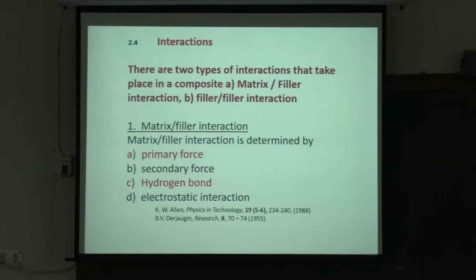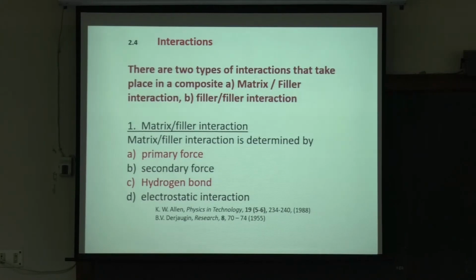Okay, let's forget some of these things. Matrix filler interaction can be primary force, secondary force, hydrogen bond, and electrostatic interaction. So primary force, secondary force, then all of a sudden you go to hydrogen bond, and then the electrostatic interaction, which takes it to the electrical properties of the polymer. And there are two types of interactions, matrix filler interaction and filler-filler interaction.